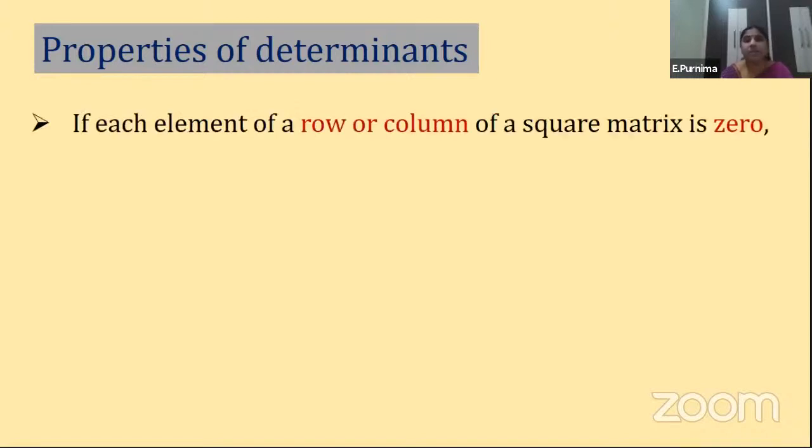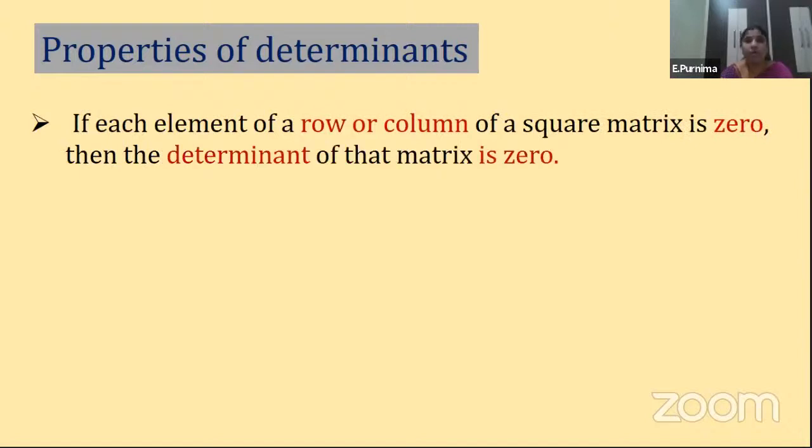If each element of a row or column of a square matrix is 0, then the determinant of that matrix is 0. Is it clear? So what is the property here, children? If each element of a row or column of a square matrix is 0, then the determinant is 0. Now suppose the matrix is like this: A, B, C, D, E, F, G, H, I. Okay, this is a matrix. Clear? So I'm trying to find out the determinant.